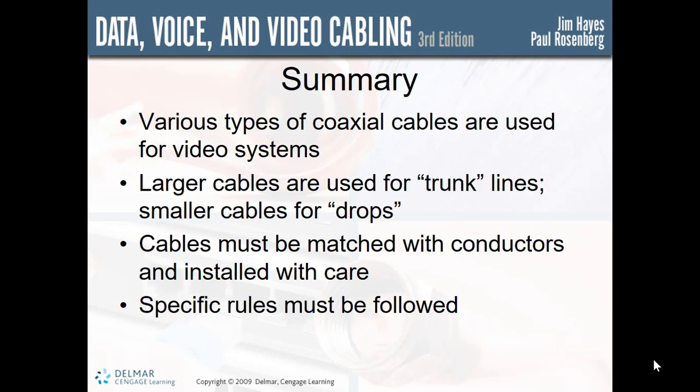And I told you this is going to be a short chapter, so be prepared to do your chapter review. In summary, various types of coax cables are used for video systems. Larger cables are used for the main trunk lines, and smaller cables for connections to buildings, normally called drops. Cables must be properly attached, or must be properly matched with conductors and installed with reasonable care. Cables installed outdoors must be grounded and installed with care, especially if they're installed in the vicinity of electrical power cables. Specific rules must be followed when installing your cables.